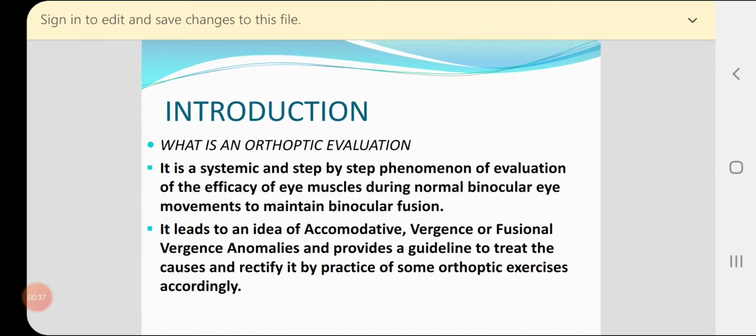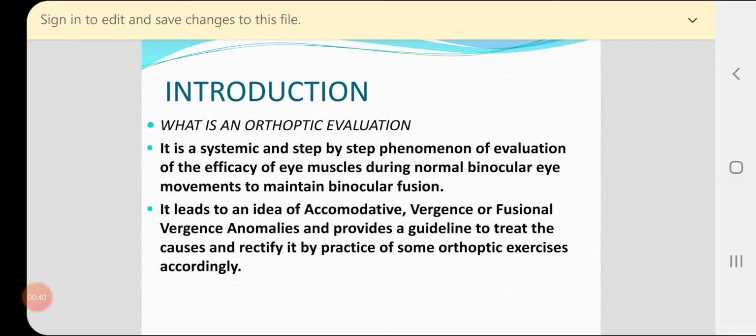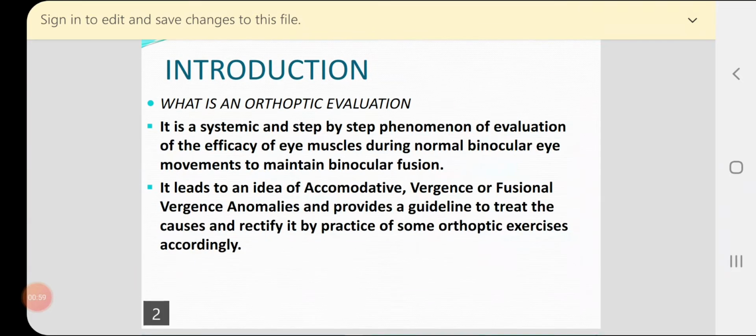Okay, so what is an orthoptic evaluation? It is a systematic, step-by-step evaluation of the efficacy of eye muscles during normal binocular eye movements to maintain binocular fusion. Our eye muscles help in movement of the eyeballs, and if there is a deficiency of the eye muscles, then we have a problem in the movement of the eyeball and also in seeing images.